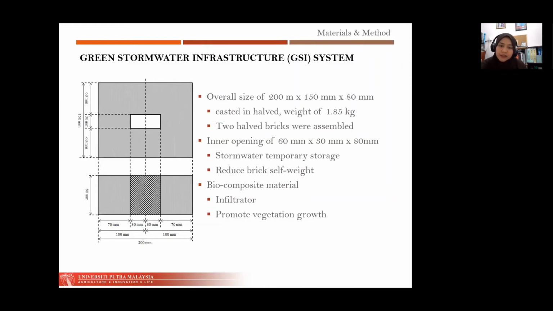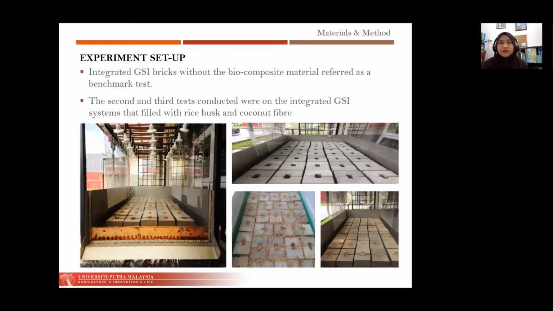Brick is cast in half for easy handling, with the average weight recorded at about 1.85 kilograms. So what we have here now is the experimental setup. The experiments were conducted on an integrated GSI brick with various types of biocomposite materials. This slide shows the filtration test equipment constructed and used in the study.